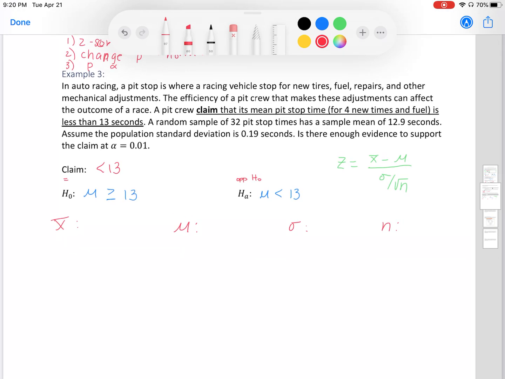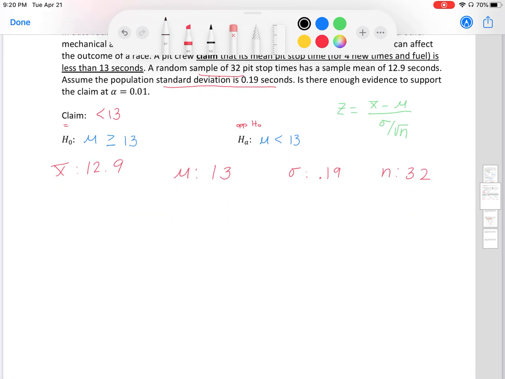Take the time to read the question a couple of times until you find these values. So our standard deviation is 0.19, right? Standard deviation of 0.19. We have a random sample of 32 stops. Okay, and we're comparing two means. One would be from our sample and the other one is from whatever we're working with, right? So in this one, our x bar is 12.9 and our mean is 13.